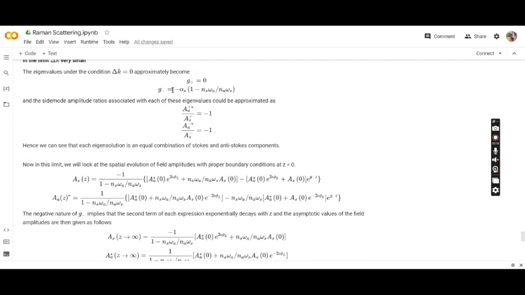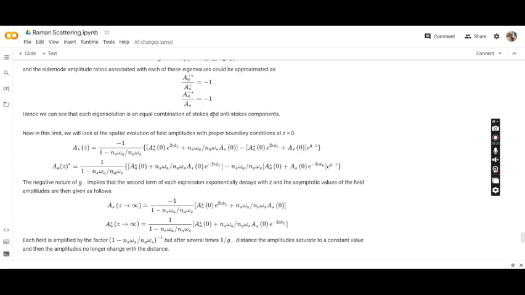And the negative nature of this is going to be used in the analysis of the solutions to the equation. And again, substituting these values in the 3.12 equation, we arrive at the side mode amplitude ratios as follows. And for both plus and minus component, the anti-Stokes upon Stokes ratio is -1. And we can see that the eigen solution is an equal combination of the Stokes and the anti-Stokes component.